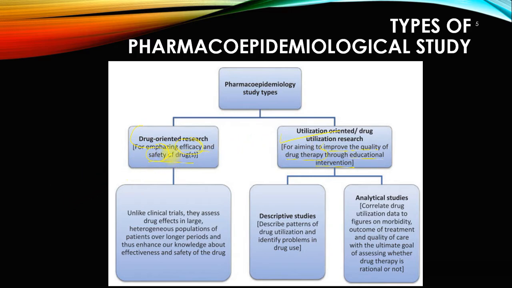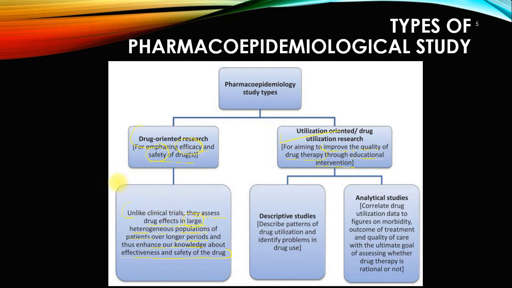Okay, so drug oriented research, unlike clinical trials, assesses drug effects in a large heterogeneous population of patients over a longer period and enhances our knowledge about effectiveness and safety of the drug. Okay, so they differ from the clinical trials. In what criteria they differ from the clinical trials is that, first, they assess the drug effects in a large population.